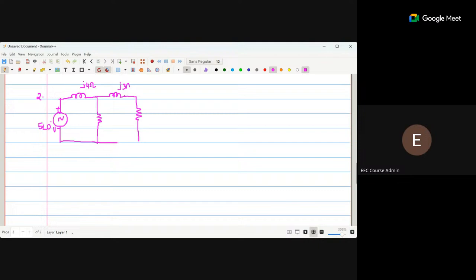So 6 ohm, 2 ohm. You have to determine the mesh currents I1 and I2. So how many meshes are there? 2, ma'am. So shall we write the KVL for mesh 1? Tell me the KVL for mesh 1. Ma'am, it's plus 5. Which one? 5 ∠0 volts.